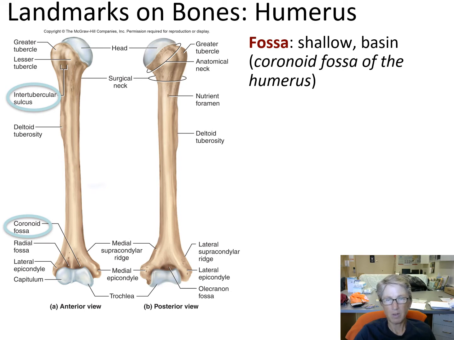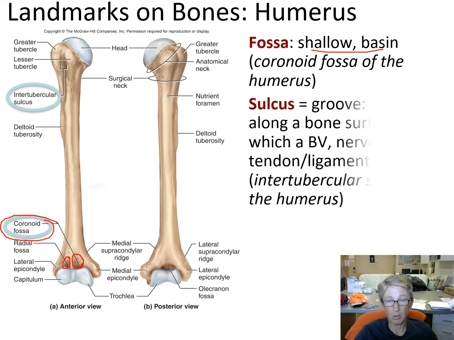Let's use the humerus again to look at fossa. So a fossa is a shallow basin, and the example of a fossa is the coronoid fossa of the humerus. So you come down here, here's the coronoid fossa of the humerus. So it's just this kind of shallow basin. So there's a coronoid fossa, and then there's a radial fossa of the humerus.